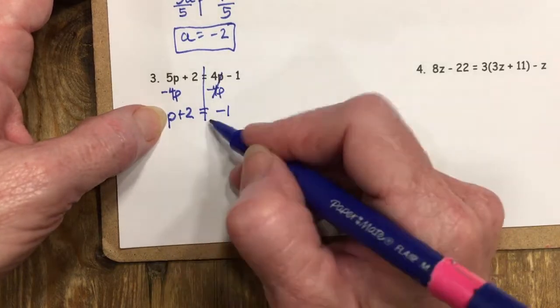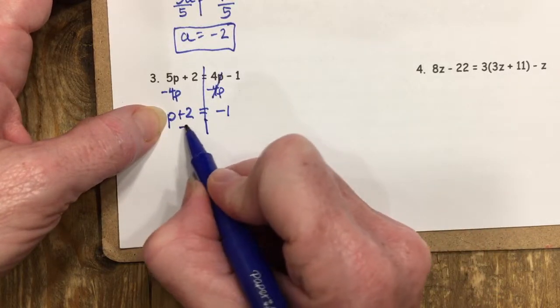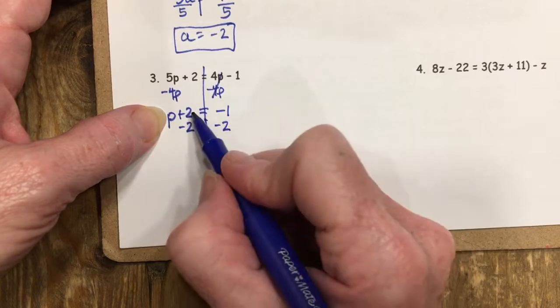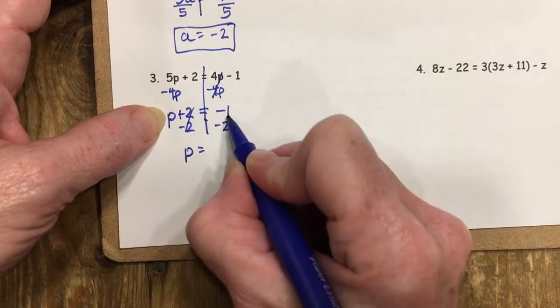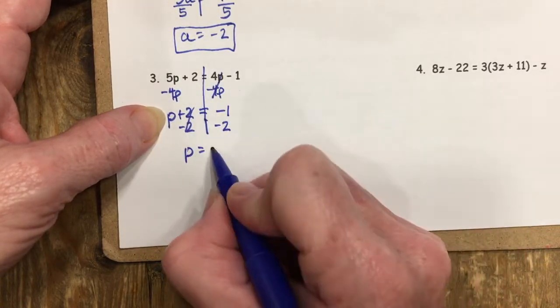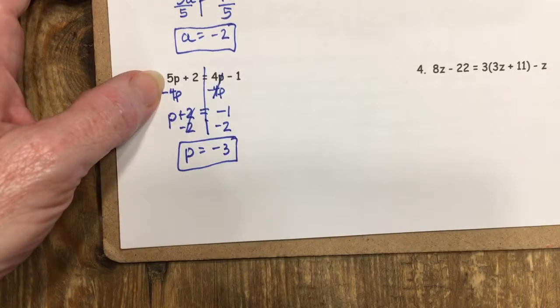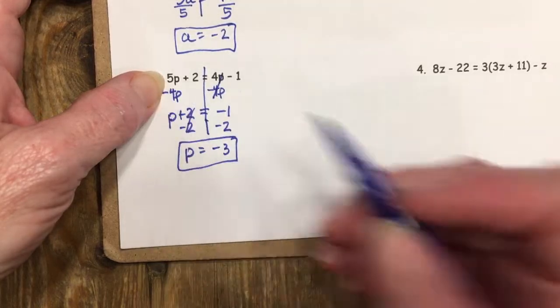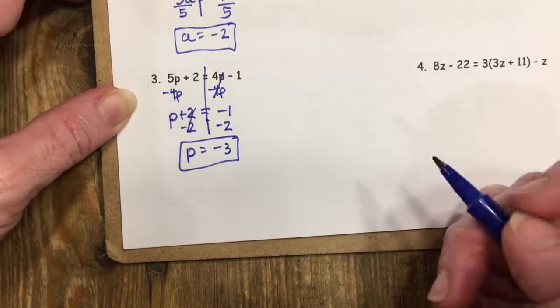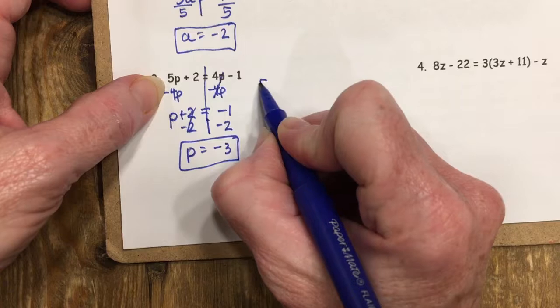All right, so now I'm going to get the p by itself. I'm going to do that by doing the opposite of adding 2, which is subtracting 2. All right, those go away. The side is p. A negative 1 plus a negative 2 is negative 3. And so my answer is negative 3. Again, if you want to check your answer, plug back into your equation and see if both sides come out the same. We can try it again.